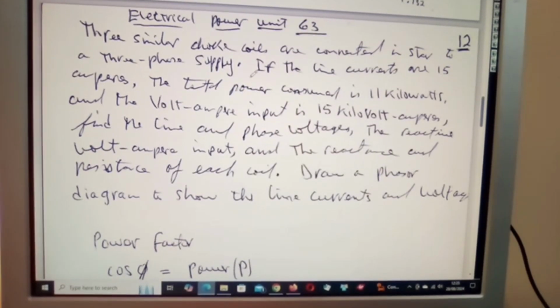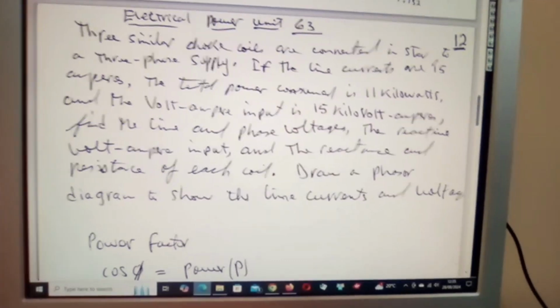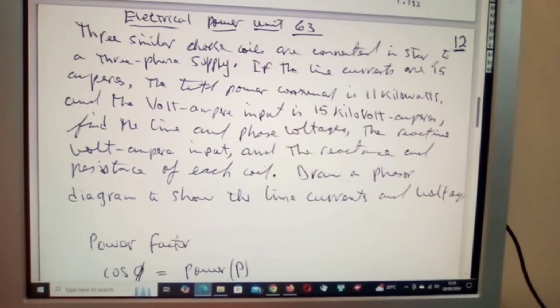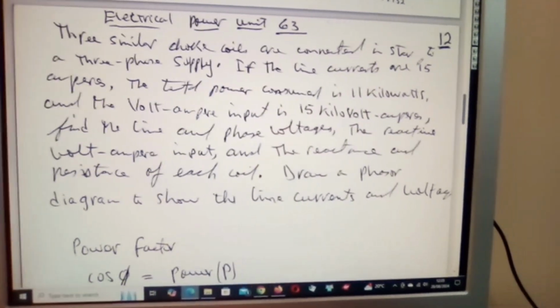Now, electrical power unit 63. Okay, still on that. Three similar choke coils are connected in star. Now, one of the things I noticed is that I haven't drawn the diagrams of the circuits.